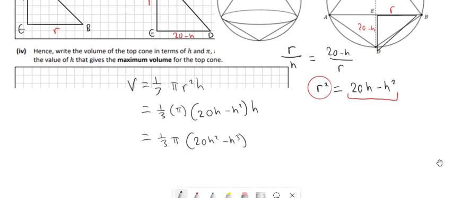Now, because it's maximum, we're going to differentiate and let it be equal to 0. Anytime it's max or min in a question, a lot of the time we differentiate and let it be equal to 0. So I'm going to find dV/dh here. I should probably have multiplied the 1 over 3 and the pi in first. So that would be 20 over 3 pi h squared minus 1 over 3 pi h cubed.